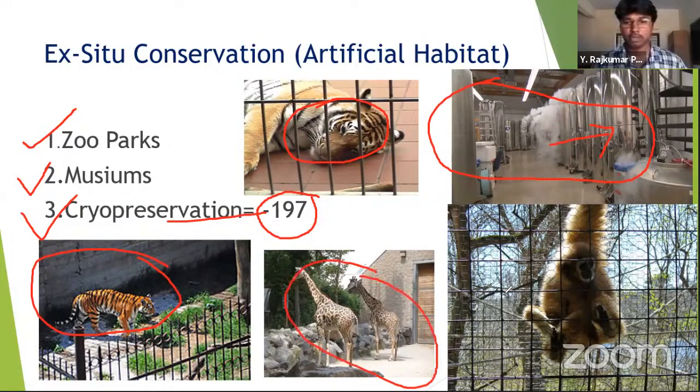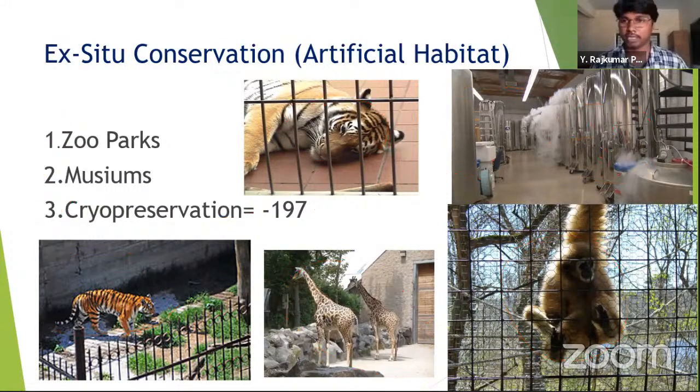Okay. So here you can see an example of the zoo park. It is not the natural habitat of the animals. We have brought animals from different locations and kept them in zoo parks for our own recreation. Okay. Let's learn the next slide.